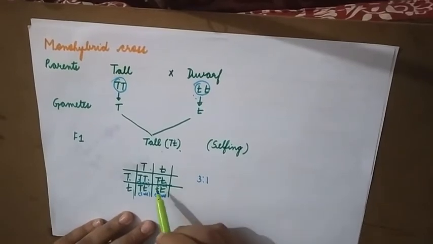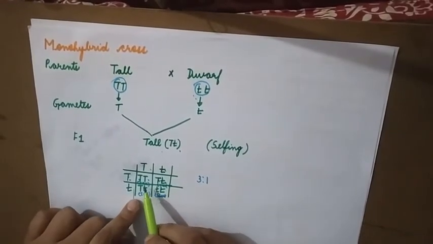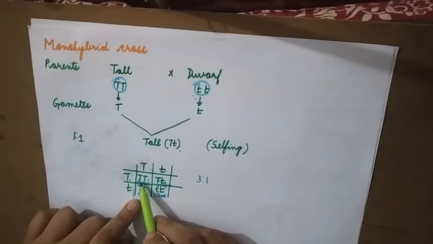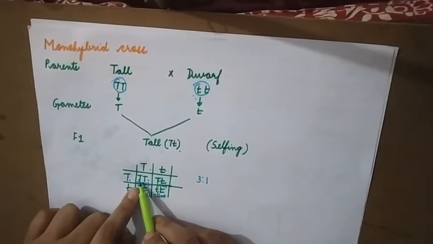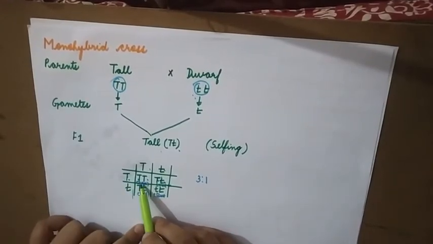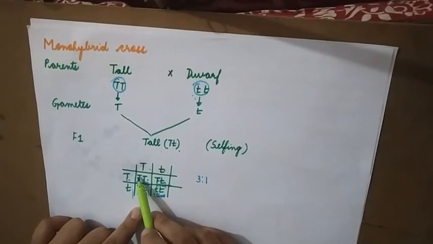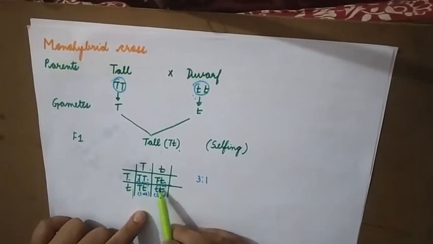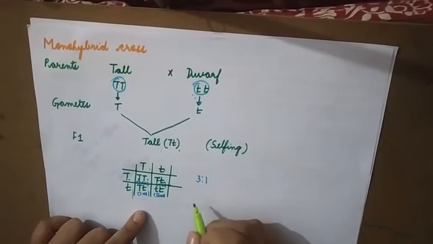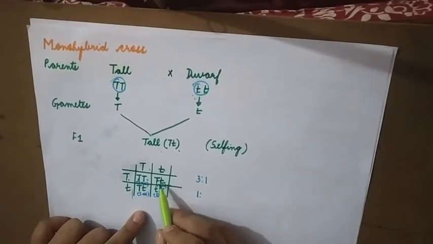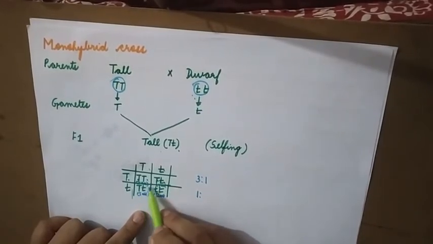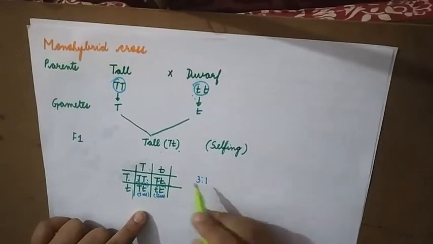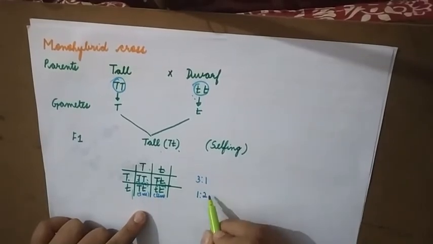Now for the genotypic ratio, we have to count the similarities between the two alleles. Capital T and capital T, how many times is it repeating? Just once. So 1:2. Capital T and small t, how many times is it repeating? 2 times. And small t and small t, it is repeating 1 time.